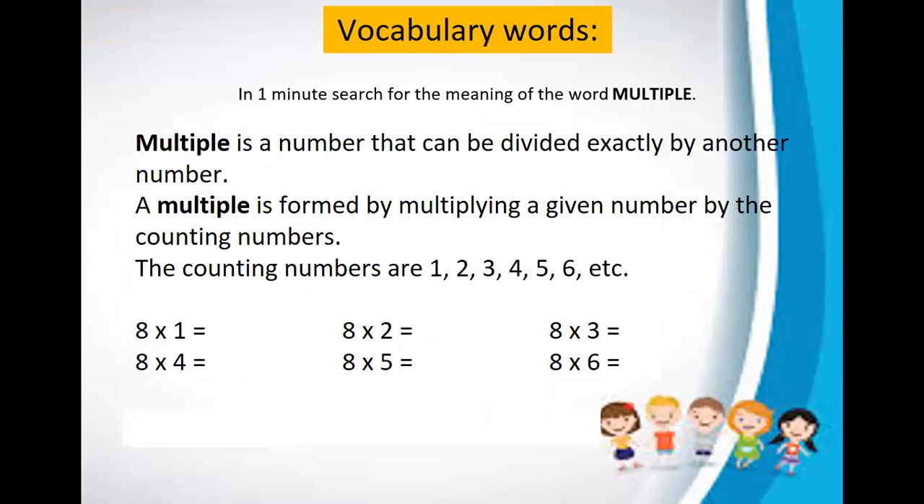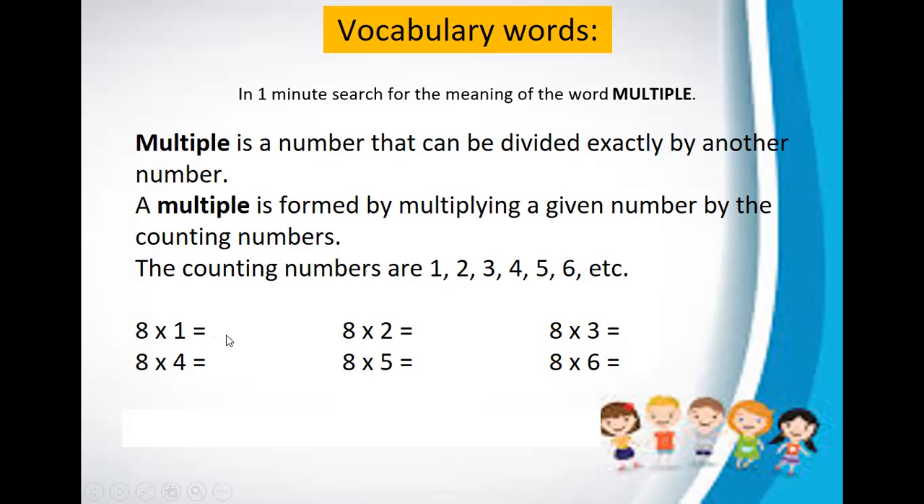Okay, what are multiples? A multiple is a number that can be divided exactly by another number, or we say the multiples are all the numbers or the products from our multiplication times table. Okay? So for example, here we have the times table of 8. All the answers of these questions will be the multiples of 8.